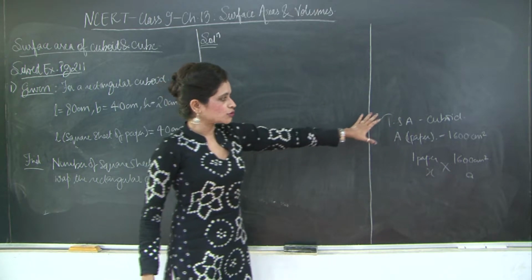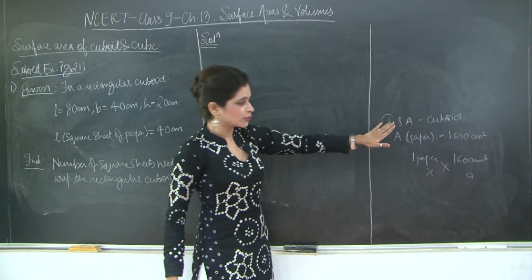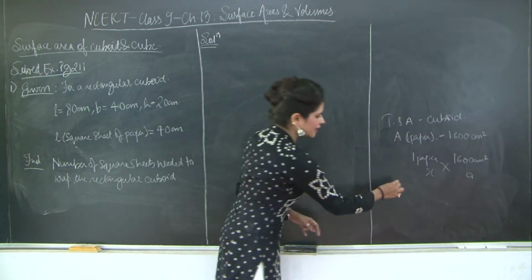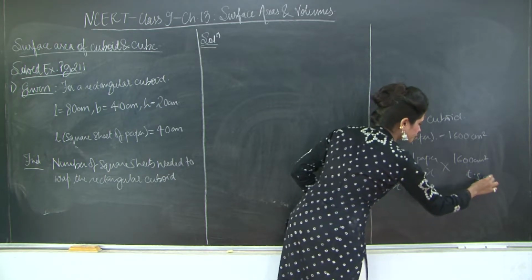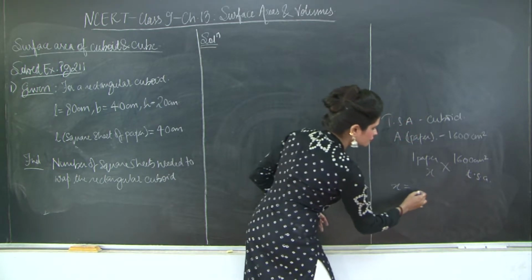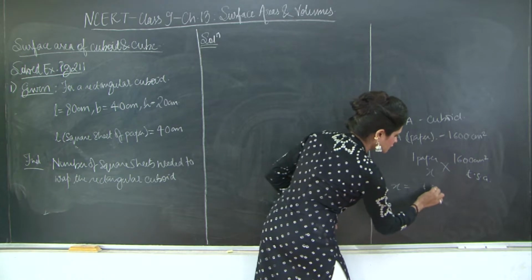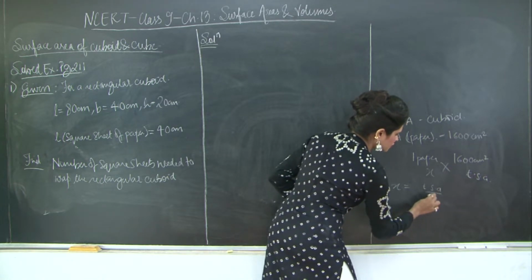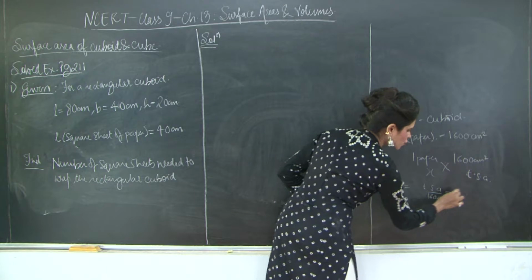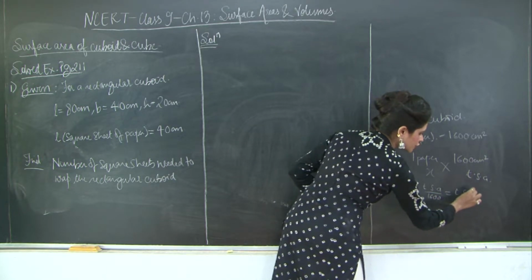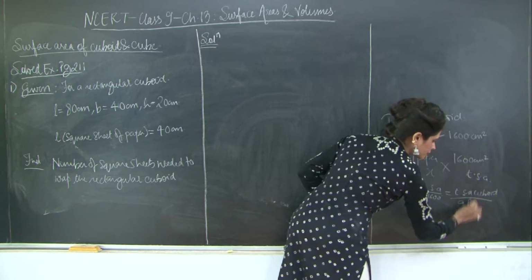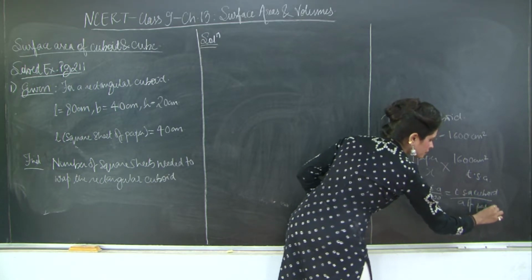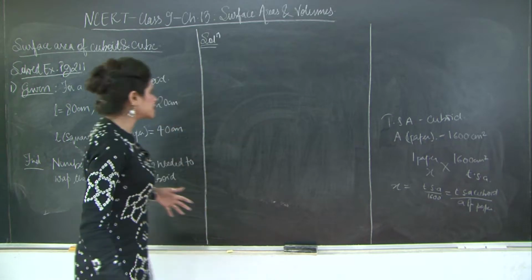So, we are going to use this strategy. First we are going to find the total surface area of the cuboid, then we are going to find the area of paper, and then x would be equal to total surface area upon 1600, which is nothing but total surface area of your cuboid divided by area of paper. Simple. Now, let's go ahead and find the solution.